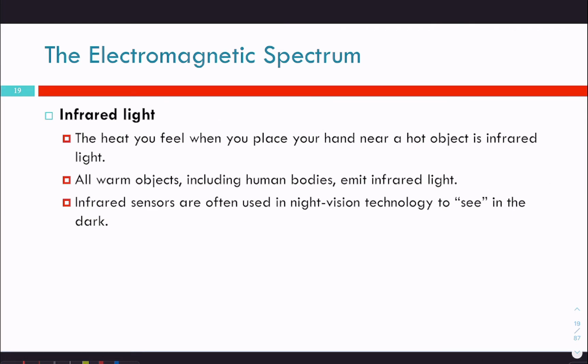Infrared light, I think, is really cool because it's actually heat. So what you feel as heat from a campfire is infrared radiation. All warm objects, including human bodies, emit infrared light. Infrared sensors are used in night vision technology to see in the dark. But really all it's doing is translating infrared into visible so we can see it.